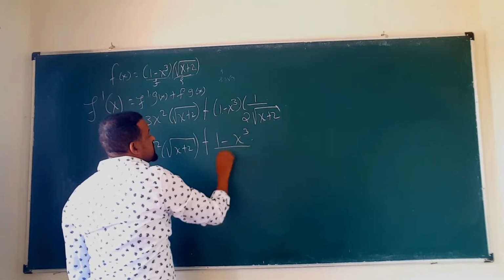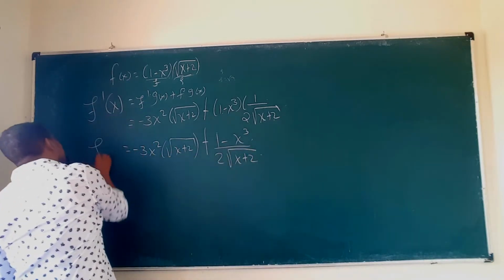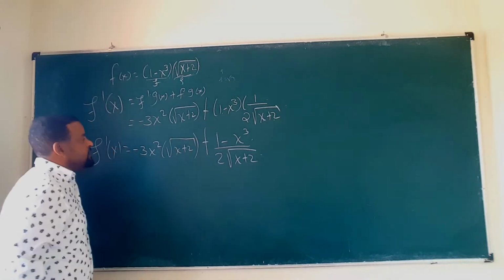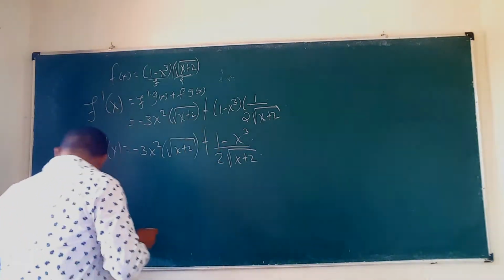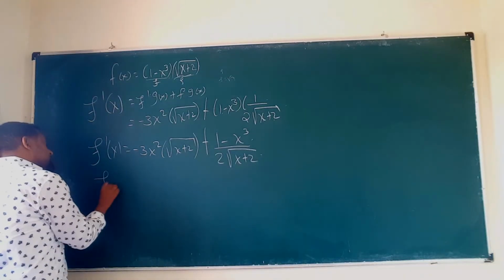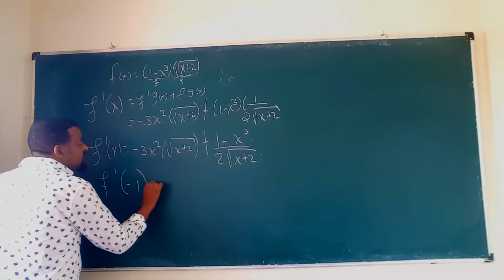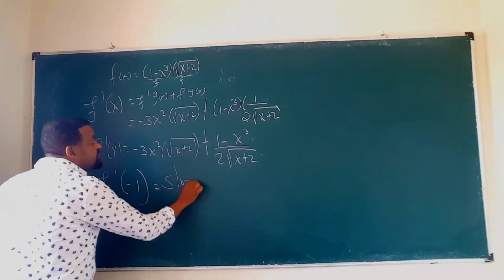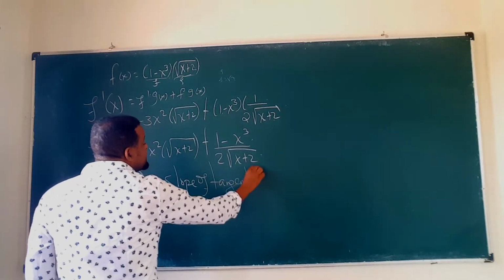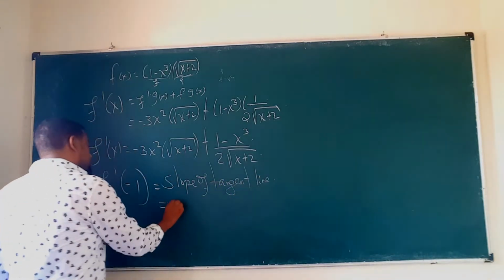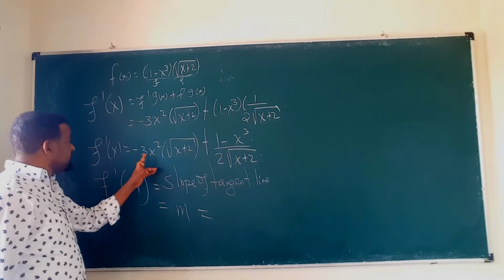x cubed over 2 times radical of x plus 2. This is the derivative of the function. Now, the derivative of this function evaluated at the point of tangency, negative 1, is what? The slope of the tangent line. So which is m. So we found the value of m. Now put negative 1 in here.